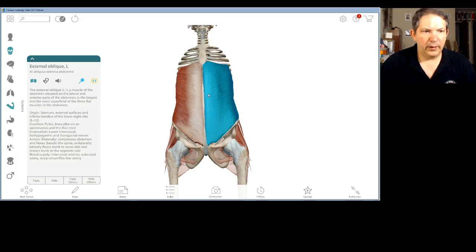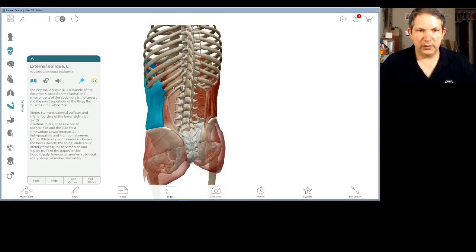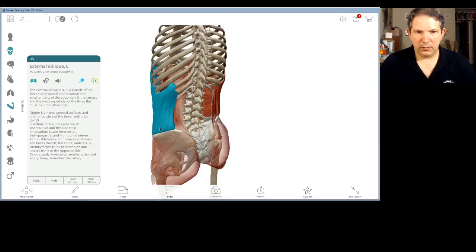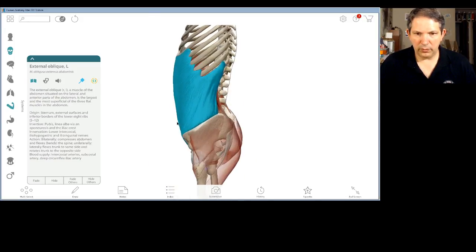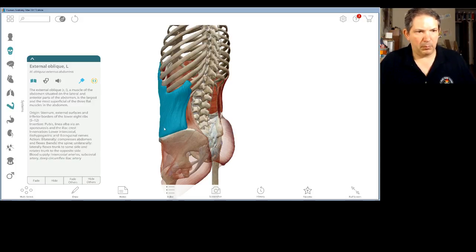And the external oblique, the insertion is from the pubis to the linea alba to the xiphoid process, and to some lower ribs. The origin, it's originating at the pelvis here.